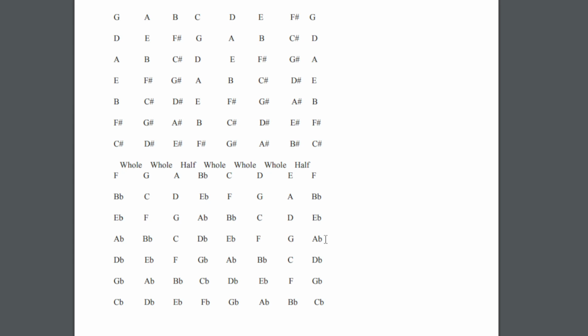And just like before, the new flat always goes to the next key. So B flat and E flat are both here. There's E flat, B flat, now you have A flat. Next key is going to have E flat, A flat, and B flat. E flat, A flat, B flat, and now you have D flat.